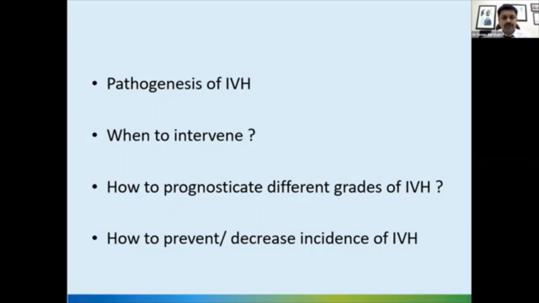I will just touch upon the pathogenesis of IVH, and then when to intervene. By when to intervene, I mean in the post-IVH complication, post hemorrhagic hydrocephalus. The $1 million question is when to intervene, when to sit and watch. The third point is how to prognosticate, because we keep counseling our parents in an ICU with each scan, and based on the evidence, how do we counsel the parents for different grades of hemorrhage. And finally, how to prevent or decrease incidence. I will just briefly touch upon it as well.